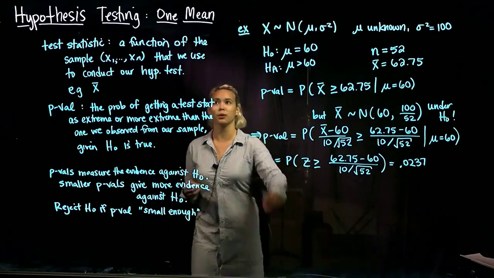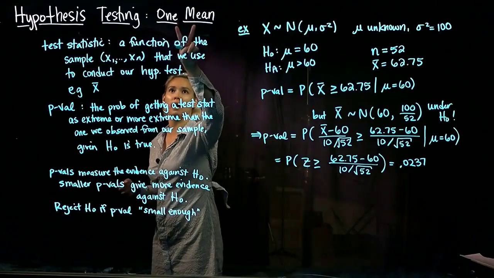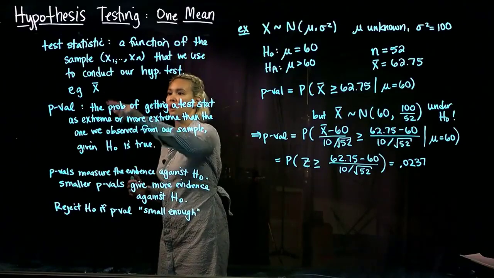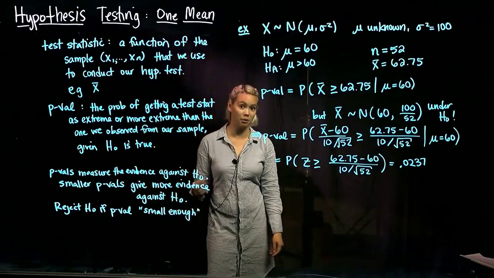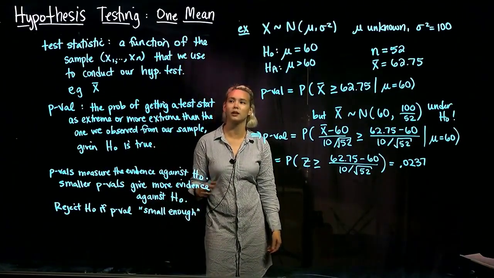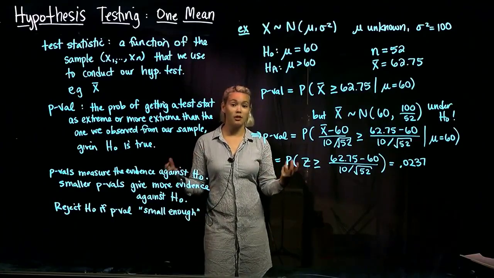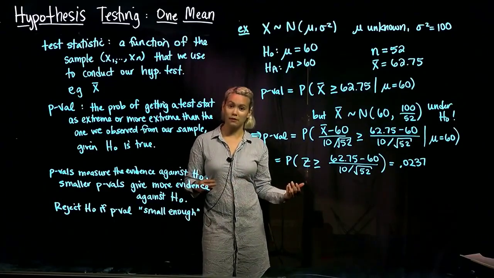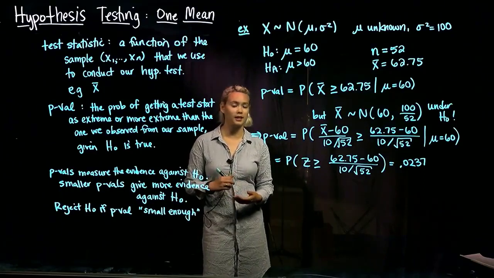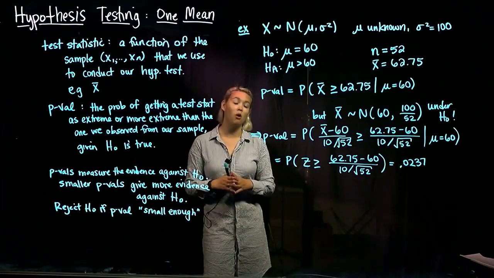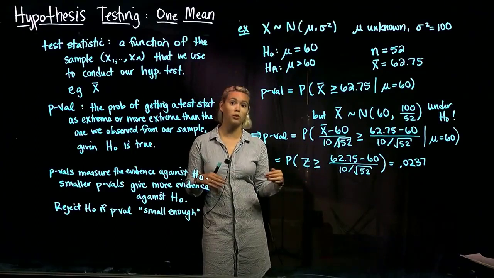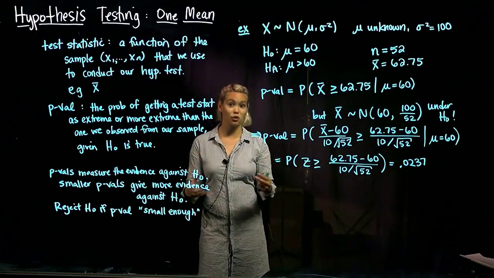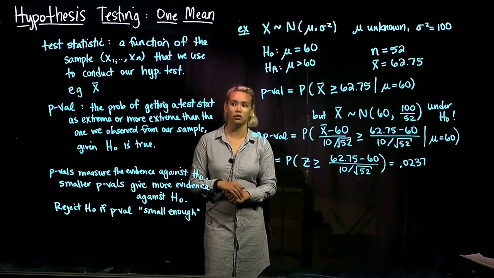So, for example, if we're working on hypothesis testing for one population mean, then we might use a test statistic of our sample mean. Okay, so there's our test statistic. Then we use our test statistic to calculate what's called a p-value. So the p-value is the probability of getting a test statistic as extreme or more extreme than the one that we observed based on our sample, assuming that the null hypothesis is true.